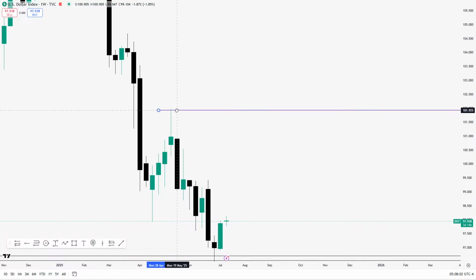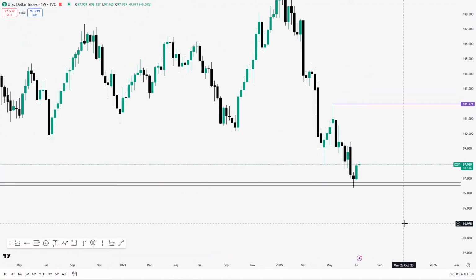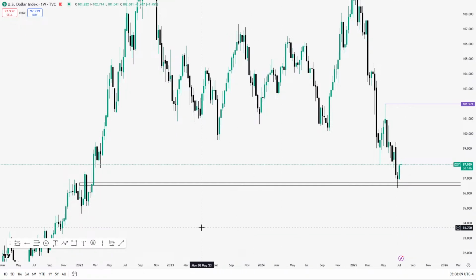Okay, so although it's been selling, you look at the key levels that the dollar is reacting off. On the weekly time frame, it retraded into a mitigation block.